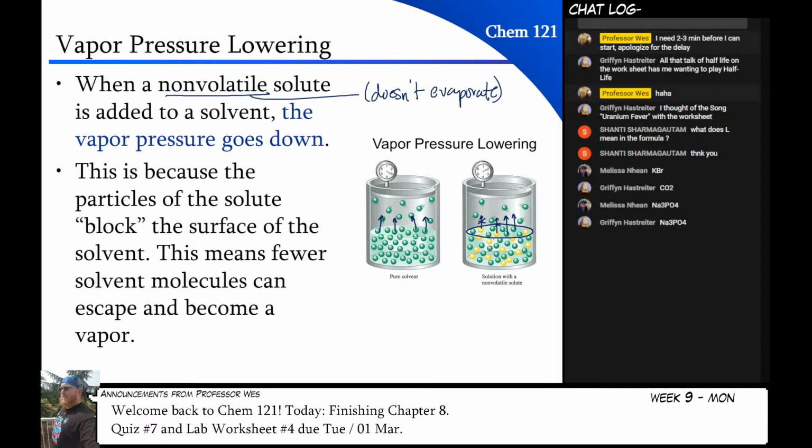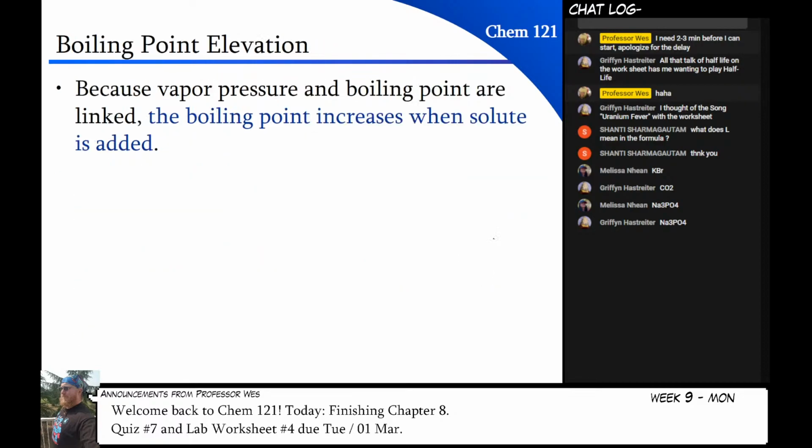Now, because vapor pressure and boiling point are tied together, if I reduce the vapor pressure of something, I make it harder to boil. As a result of that, I have to heat the solution further to get the vapor pressure to equal the atmospheric pressure and thus cause boiling. So, the boiling point of a solution with a solute in it goes up.